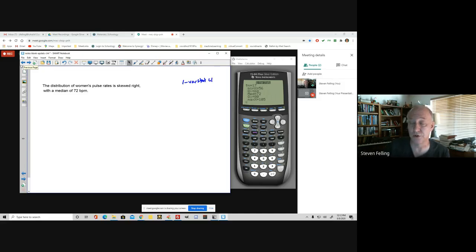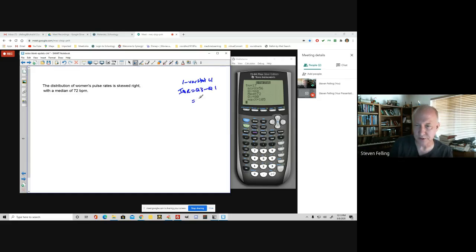So the two choices there are IQR or standard deviation. And remember we said that if we have skew, we should use IQR. So I'm going to have to calculate that from what the calculator gives me. So the IQR is the third quartile minus the first quartile.